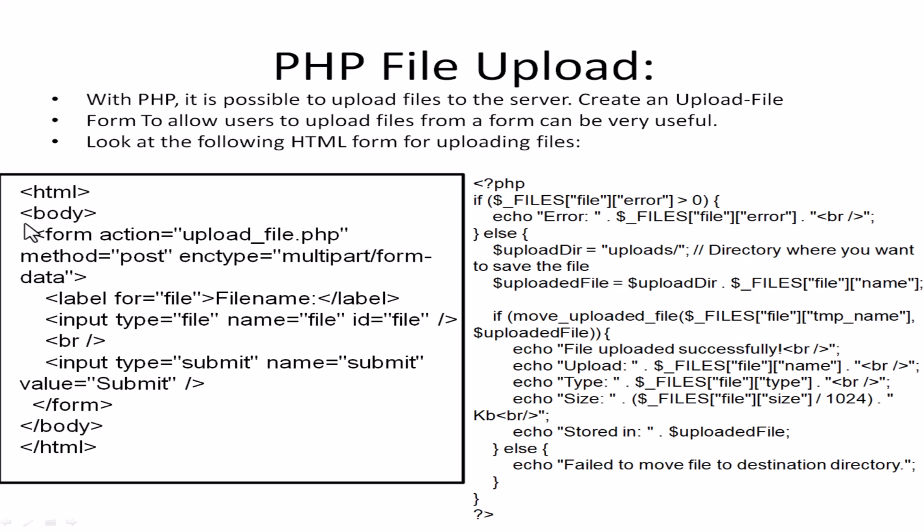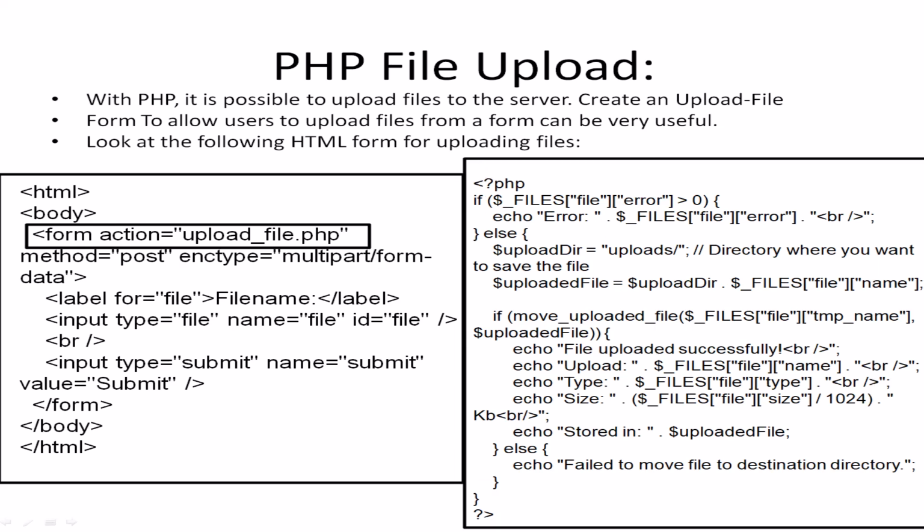Within this body section we have created a form, action equal to upload file.php. So this particular content we are going to create as upload file.php. The post method we are going to use, as we have seen in the previous example of part 1 video, because it doesn't show in the top of the URL. So it is much more secure compared to the get method. The encryption type we are using is multipart form data, so that it can store the data in the form.